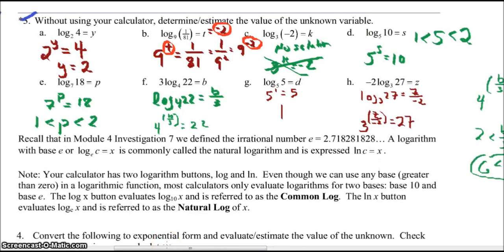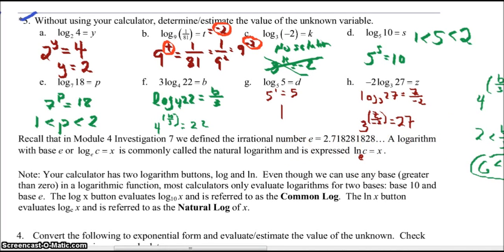Recall that in Module 4, Investigation 7, we defined the irrational number e as 2.7182828. Sorry, we skipped that one. A logarithm with base e, or log base e of c equals x, is commonly called the natural logarithm. And we just write ln of c equals x. So there's just this imaginary understood base e right here.